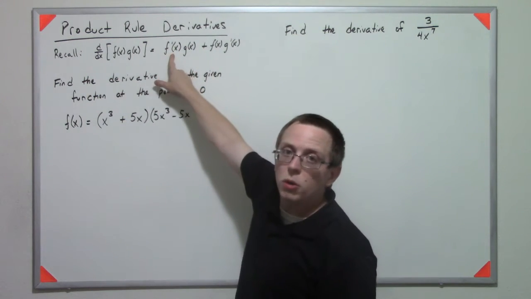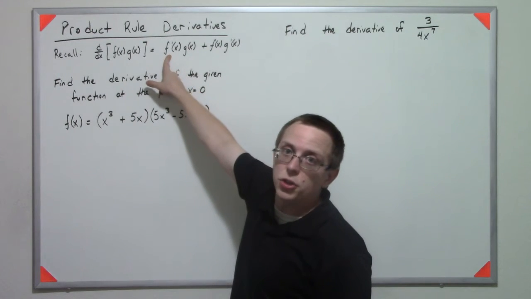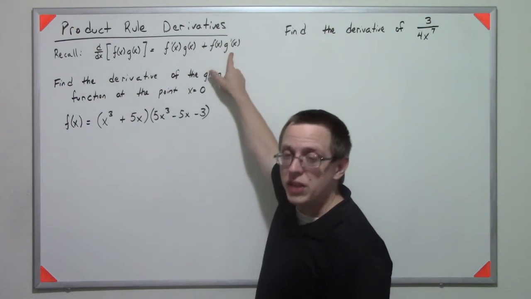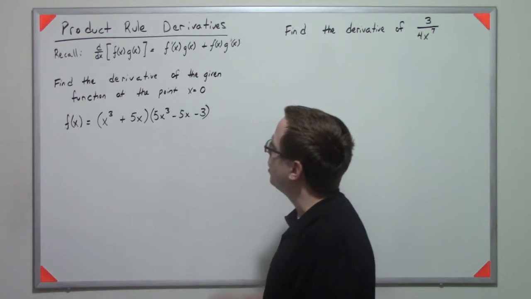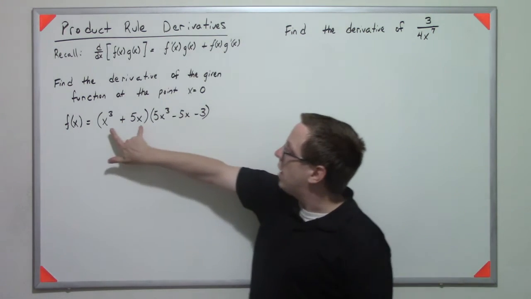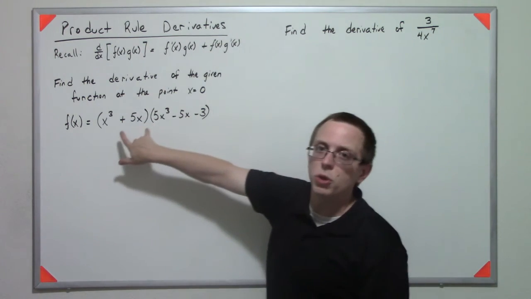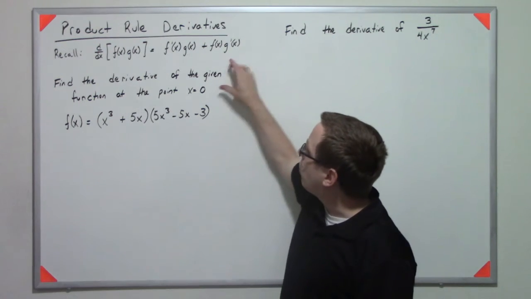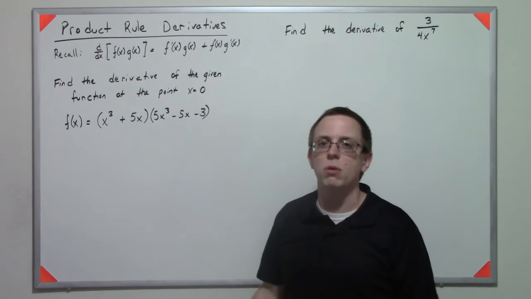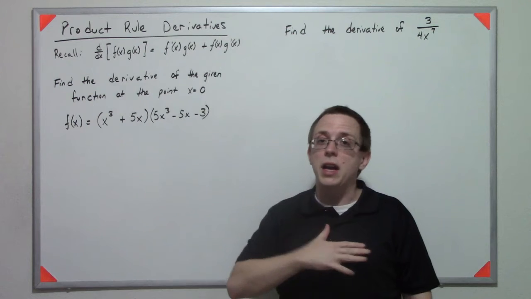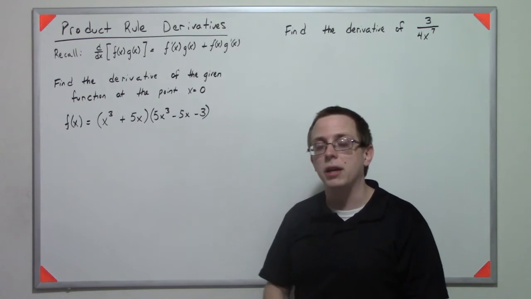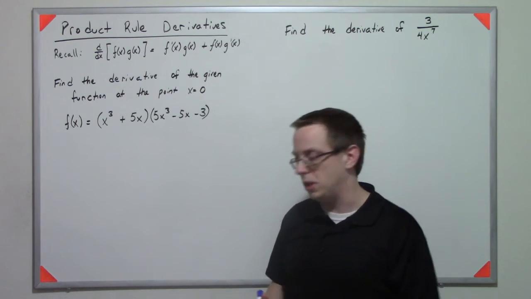In the first term, the first function has its derivative. In the second term, the second function has its derivative. So knowing that, if I have two functions here which are multiplied together, and I want to find the derivative at x equals 0, let's find the derivative at any general x, and then we'll plug in the specific value x equals 0.